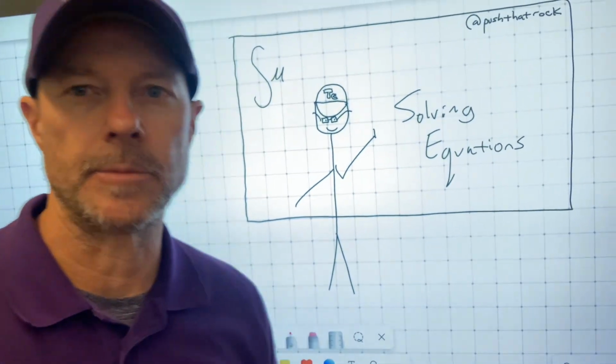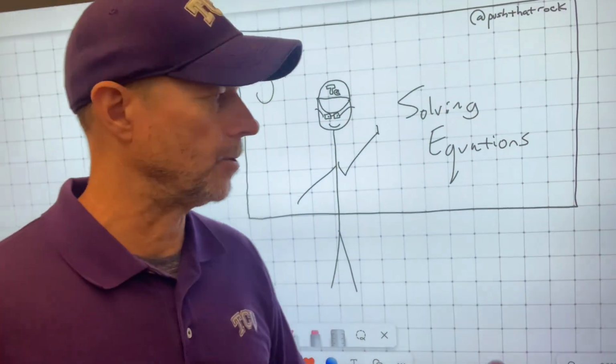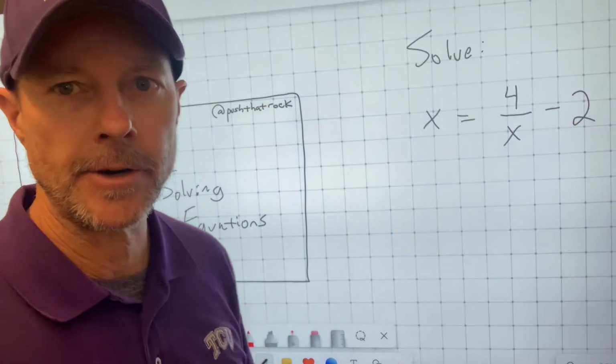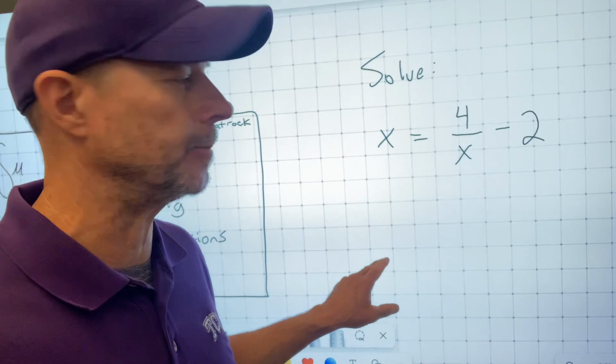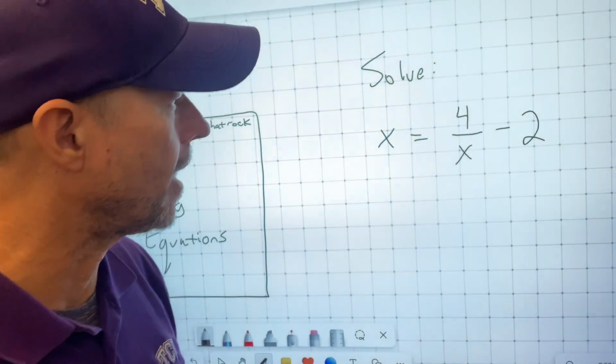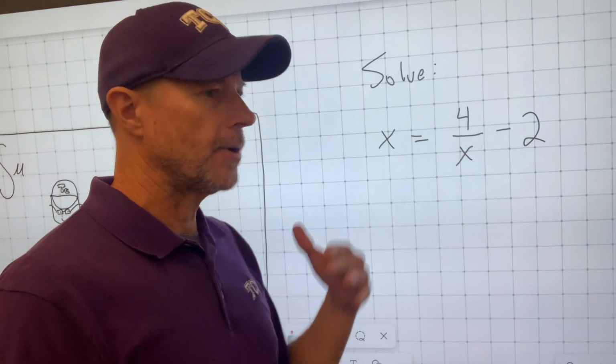Push that rock here with some math. Let's solve some simple equations. Okay, so my first example I have here, let's see, can we see that? Yeah. It is x equals 4 over x minus 2. And I'm going to train you on the first step.